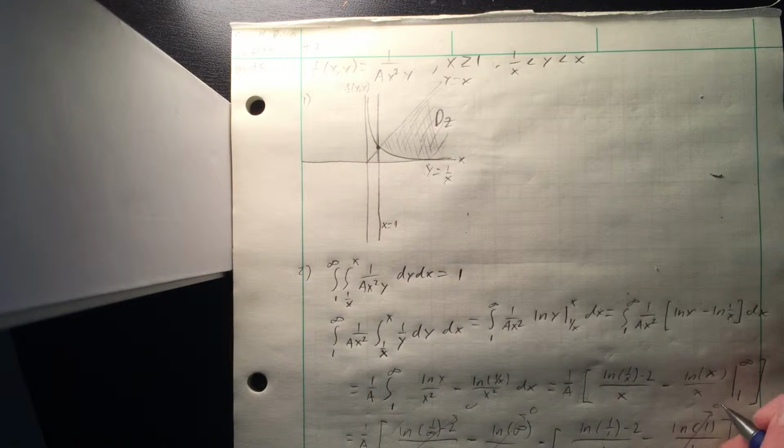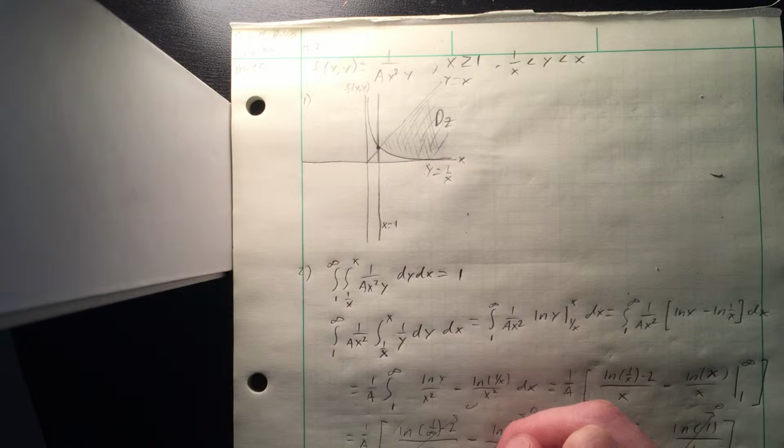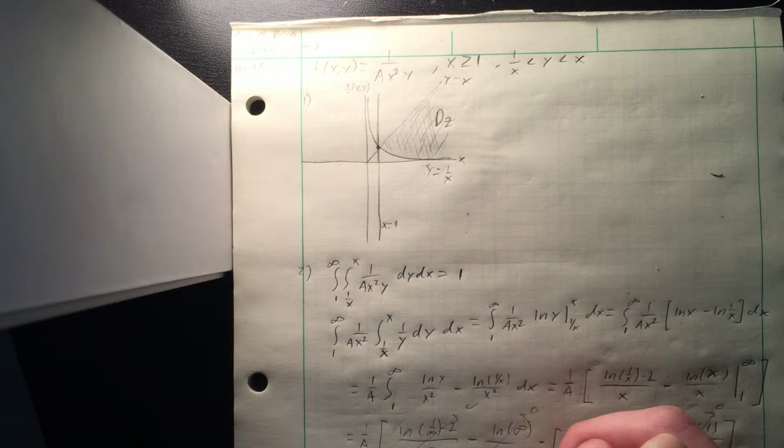This will also go to 0. So ln of 1 is 0. So you're left with negative 2 over a times negative 2 times negative is just 2 over 1. And this is equal to 1. So we have 2 over a is equal to 1. So a equals 2.